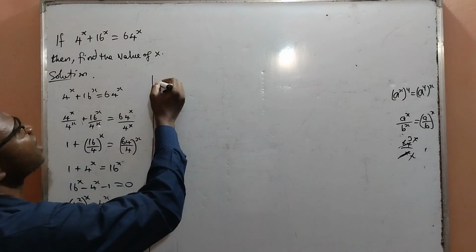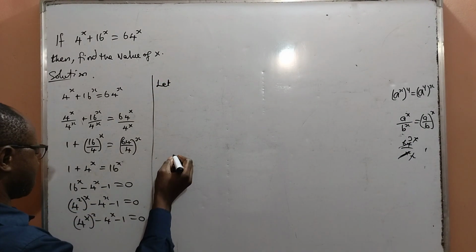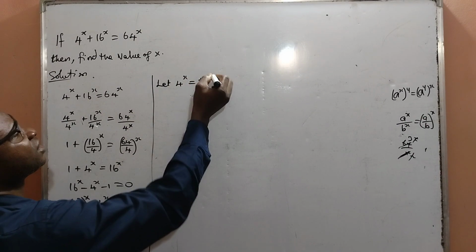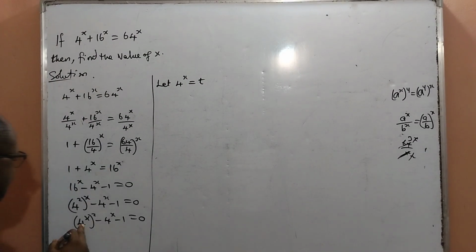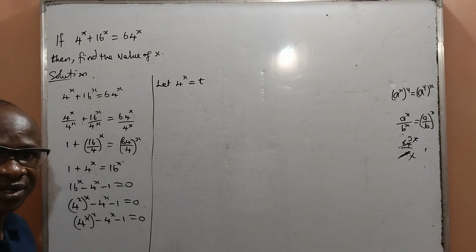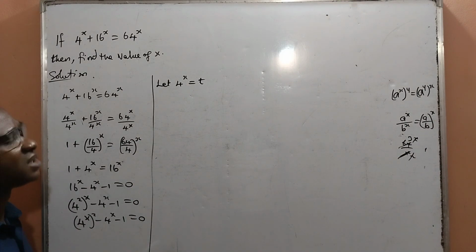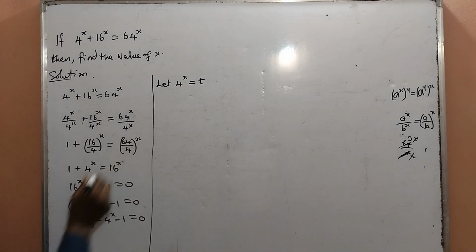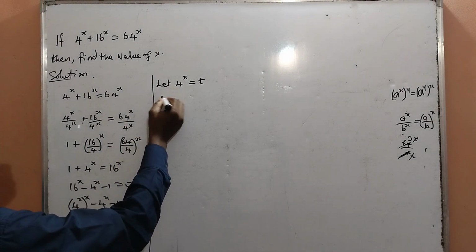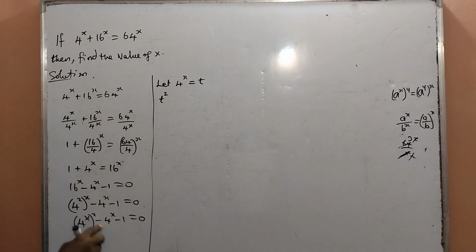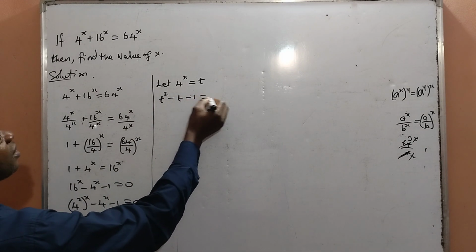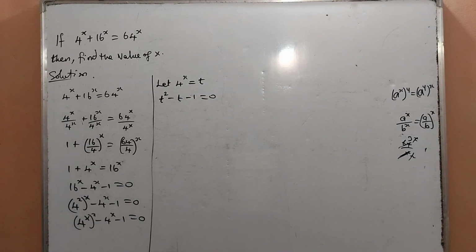At this point, let 4 raised to the power x be equal to t. And that means anywhere I see 4 raised to the power x, I will represent it as letter t. Doing that, I have 4 raised to the power x here, which is t, then raised to the power 2, minus t, then minus 1 is equal to 0.